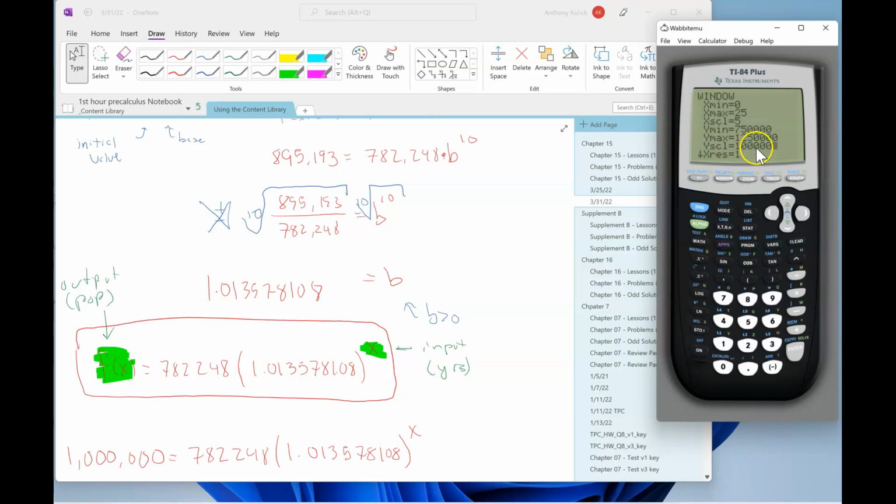Is that too many zeros? No, that's the right number of zeros. So hard to count those. All right. And now I'm ready to hit graph.